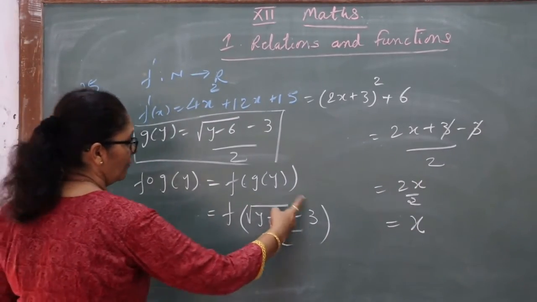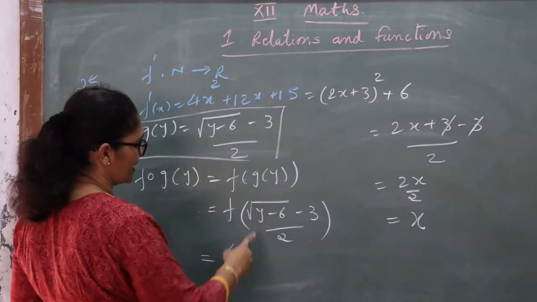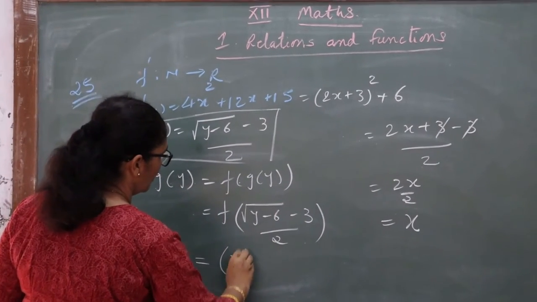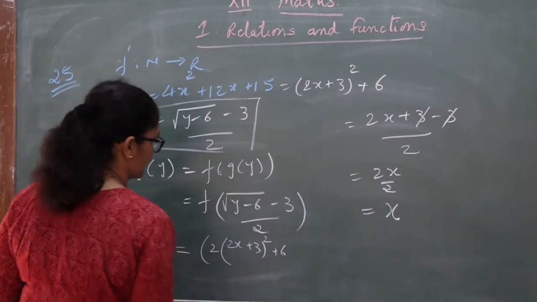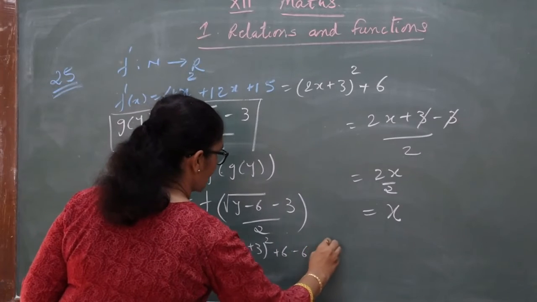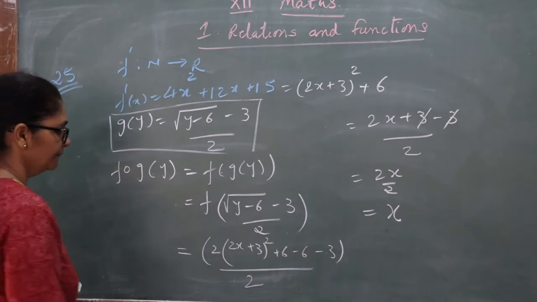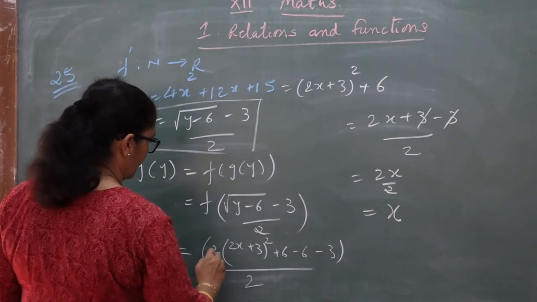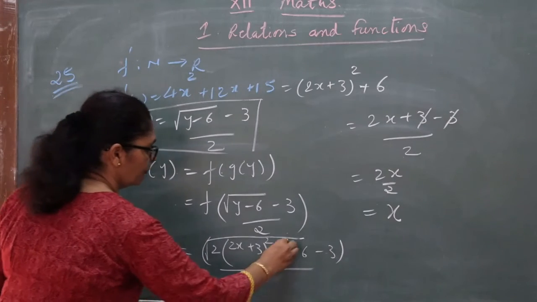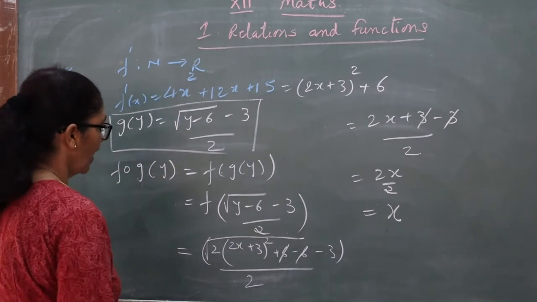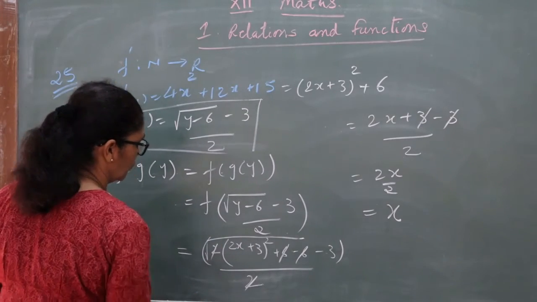Okay, now we have used this as a x. So we can write on place of x, we have to write full term. 2 into (2x plus 3) whole square plus 6 minus 6 minus 3 by 2. This way. So here we have this much term in root. So first of all, this 6 cancel. Now when you remove root, square and root cancel and this 2 cancel.